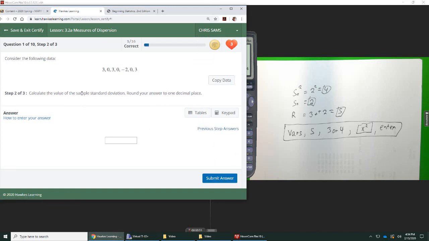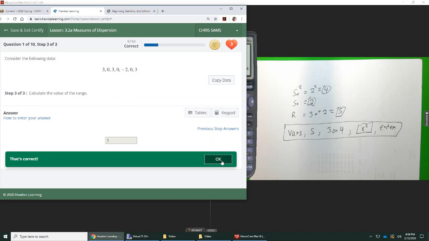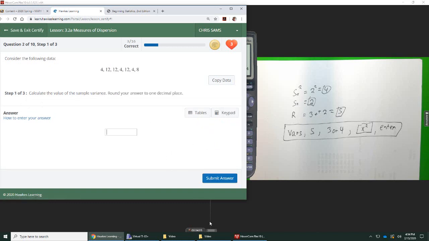Next, they want to know the sample standard deviation. Sample standard deviation was Sx, it was 2. And then we computed the range, which was the 3 minus -2, which came out to be 5. So all throughout this section, this is what we're going to be doing.